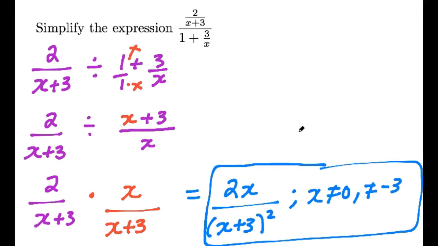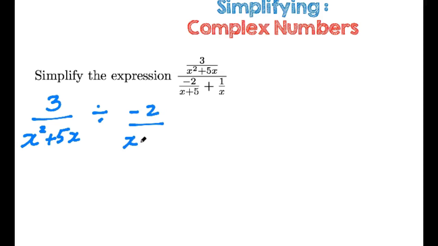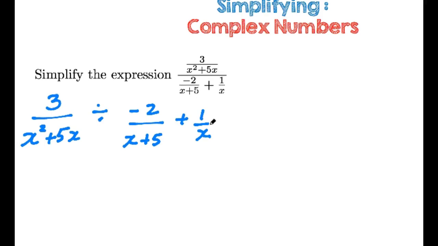All right, last example here gets a little more complicated. We have 3 over x squared plus 5x divided by negative 2x over x plus 5 plus 1 over x. So a lot going on. So again, I'm going to go ahead and rewrite this. So 3 divided by x squared plus 5x divided by, this division sign is the big bar right here, divided by negative 2 over x plus 5 plus 1 over x. Okay?